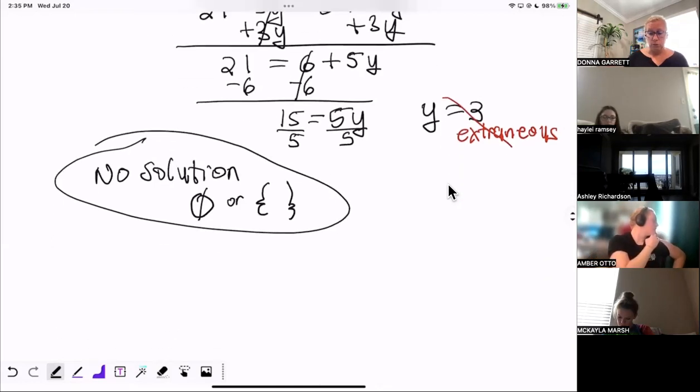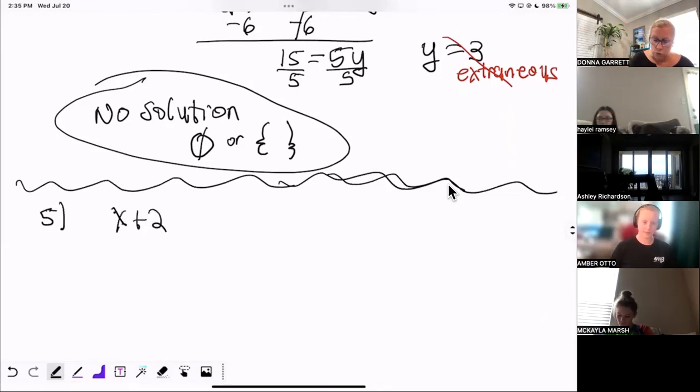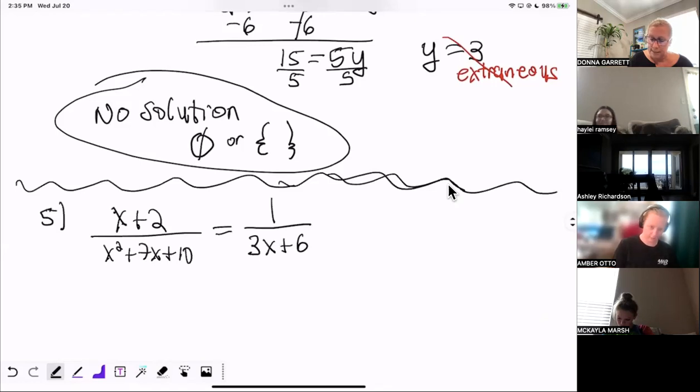And I have one more I want to do with you. And I think we did enough that I feel like you got it or can practice it and be fine. A 5. If you notice, they're all sort of the same. x plus 2 over x squared plus 7x plus 10 is equal to 1 over 3x plus 6 minus 1 over x plus 5.